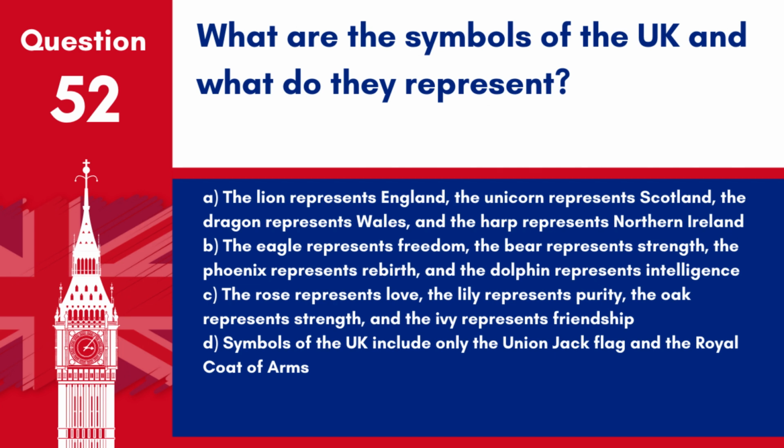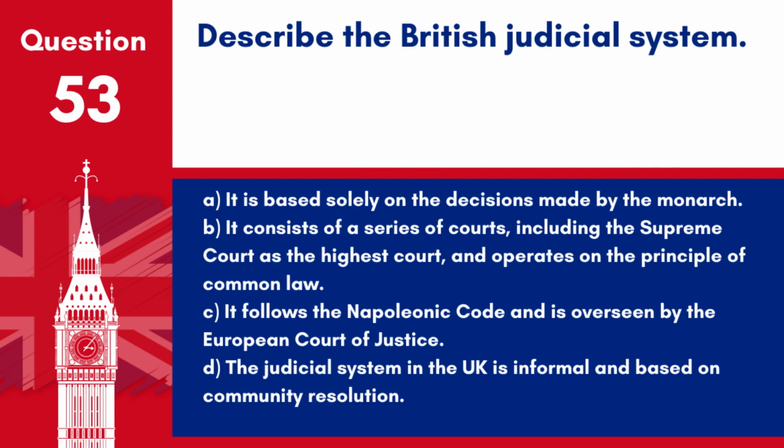Answer: A. The lion represents England, the unicorn represents Scotland, the dragon represents Wales, and the harp represents Northern Ireland. These symbols reflect the constituent countries of the UK and their national identities. Question 53. Describe the British judicial system.